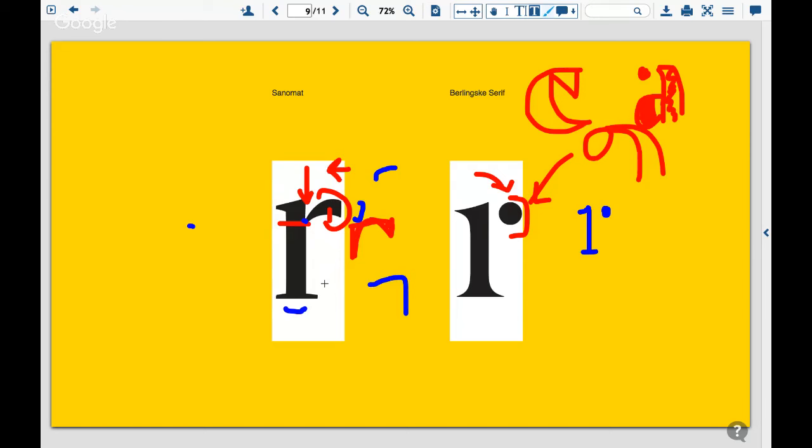So the ultimate ink trap is just eliminating that line altogether and having the ball terminal afloat. That's the ultimate ink trap. It's like a negative ink trap. Yeah, I think nothing becomes the trap.